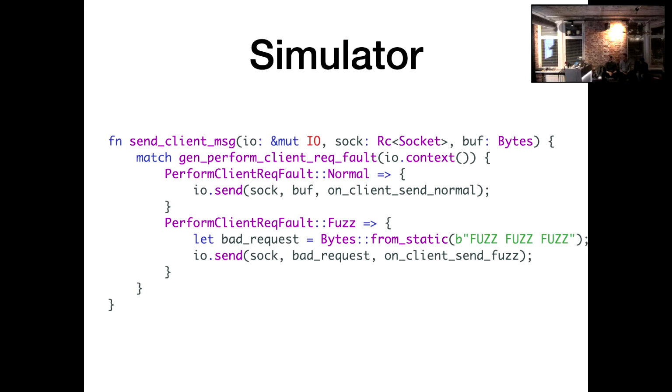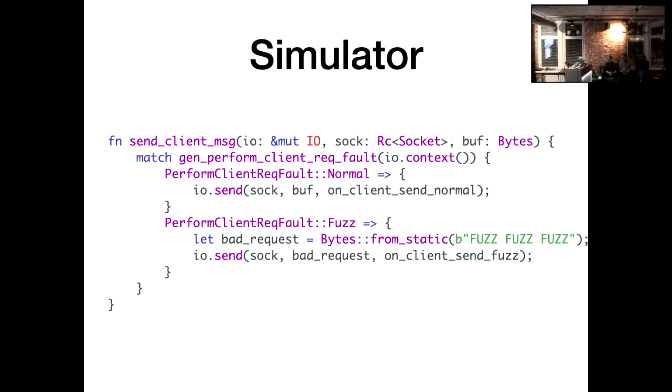So here we are. Well, maybe people don't read Rust that well. So basically, this is now the simulated client sending a message. We get the I/O thing, obviously. We get a socket, right? That's the connection that we have to the simulated server. Then we have a buffer of bytes. We don't need to make actual HTTP or whatever, right? Then here, this thing, generate perform client request fault, right? So we're going to check if we should do a fault, right?